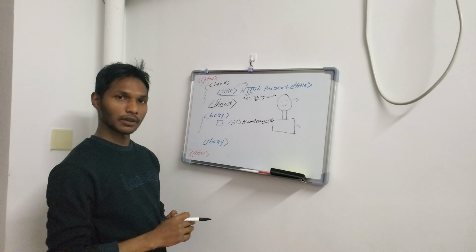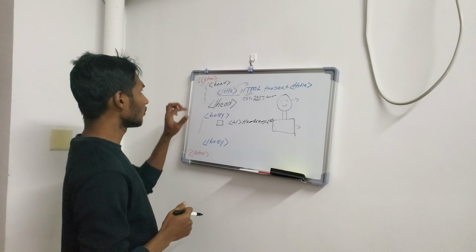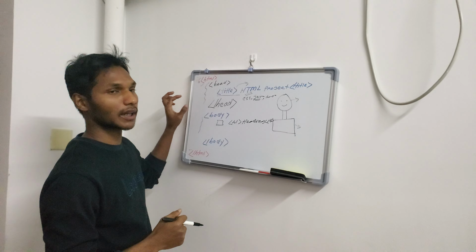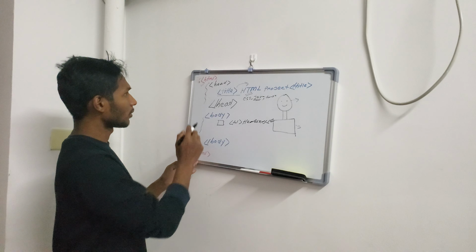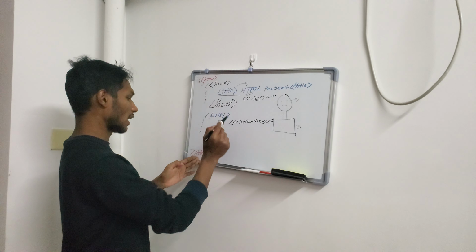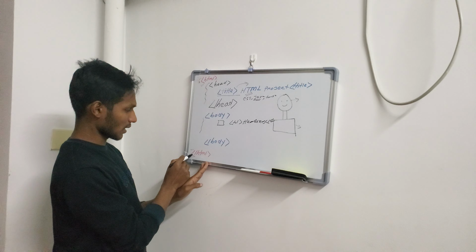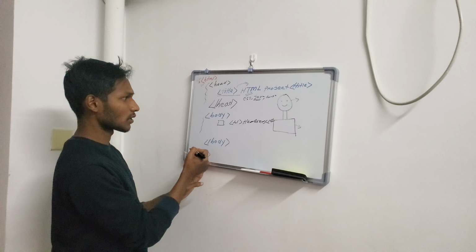It is highly important to inform you that all HTML tags are double tags. That means every tag has an opening tag and a closing tag. For the opening, you use the angle bracket, and for the closing, you have to add an extra slash, a backslash, for the closing part.